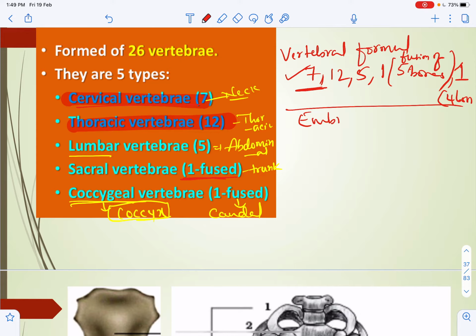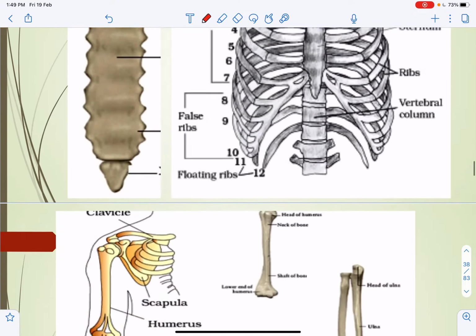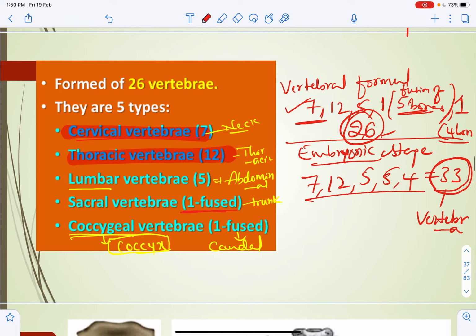In the embryonic stage, the vertebral formula will be 7, 12, 5, and 5 bones fused in adult, and 4 bones. So in the embryonic stage there will be 33 vertebrae, whereas in adult there will be 26 vertebrae. Very important: 26 in adult, 33 in the embryonic stage.